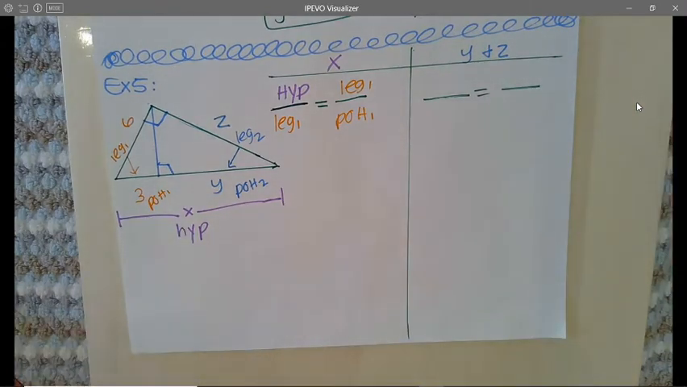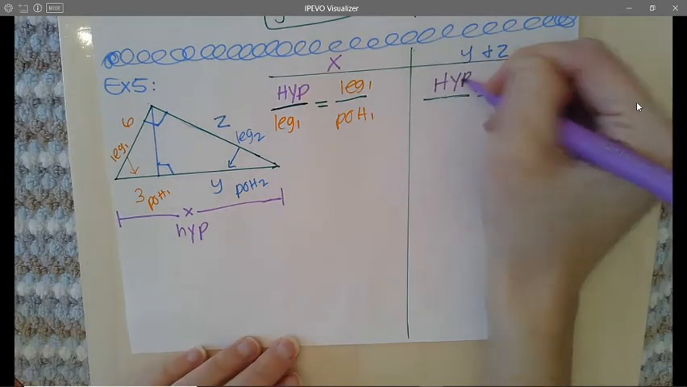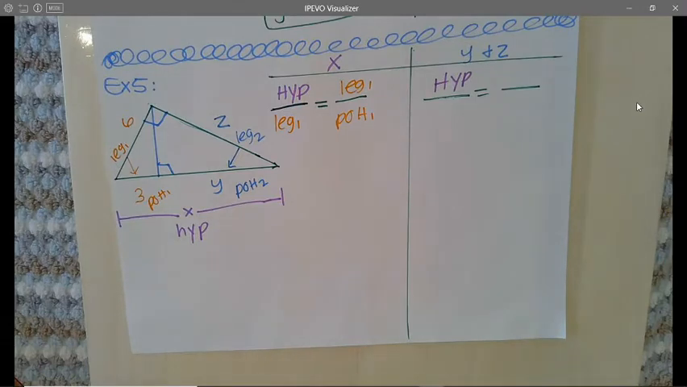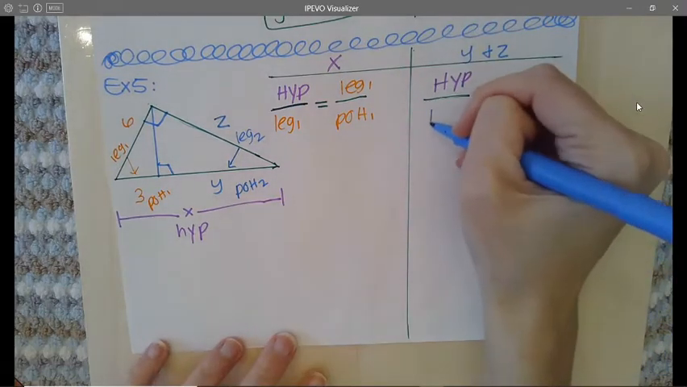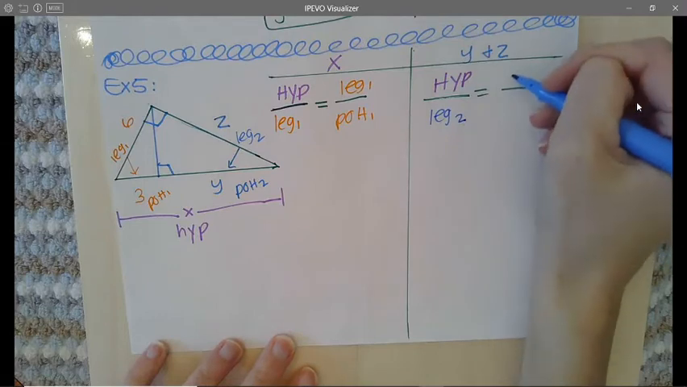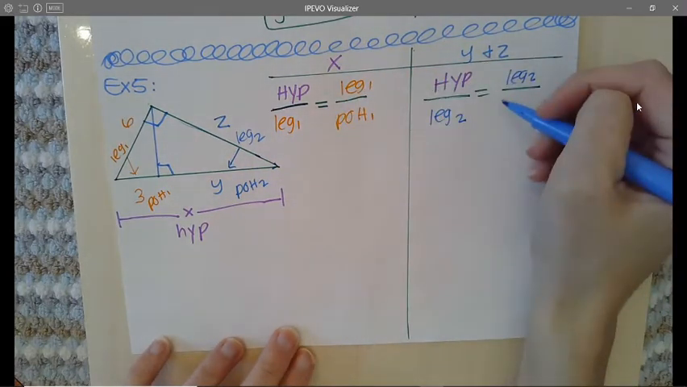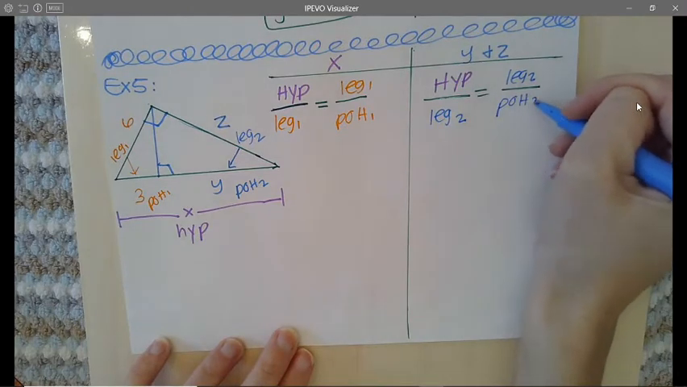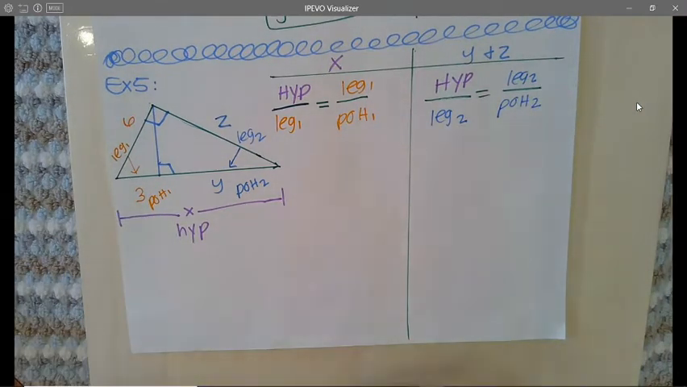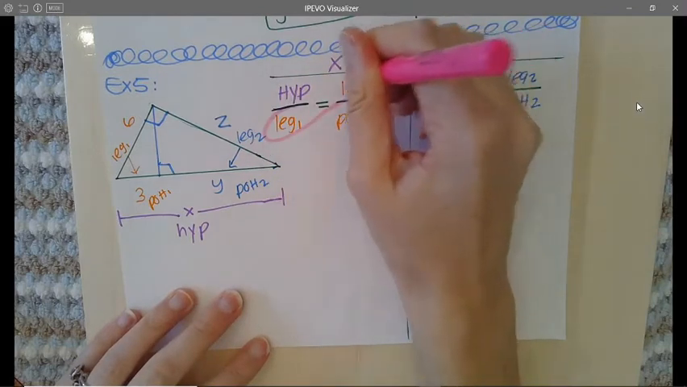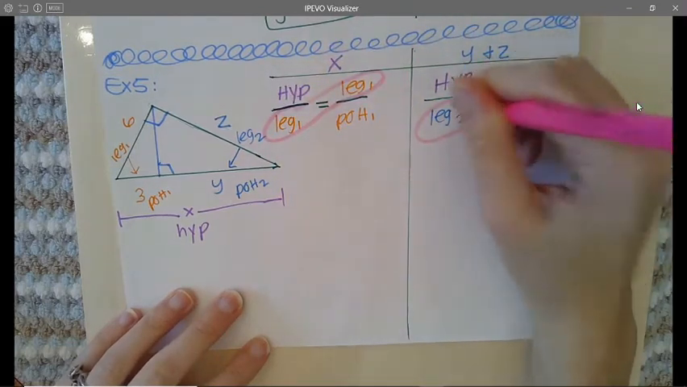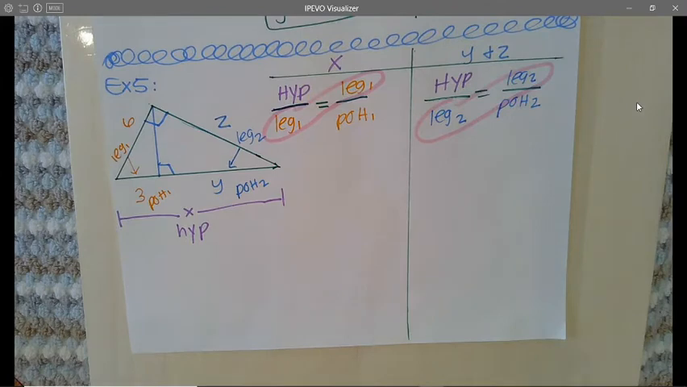And my other formula is going to be the hypotenuse over the second leg, leg 2, equals leg 2 over the piece of the hypotenuse closest to leg 2, which is POH2. And again, don't forget, since these are geometric means, across one of the diagonals, our values should be the same. Now I'm going to walk you through how you'd set these up, which will tell you which one you should solve first.